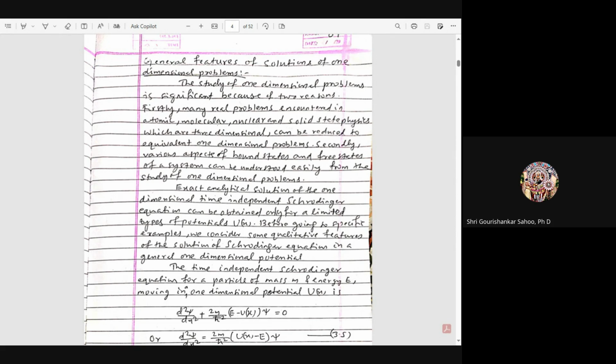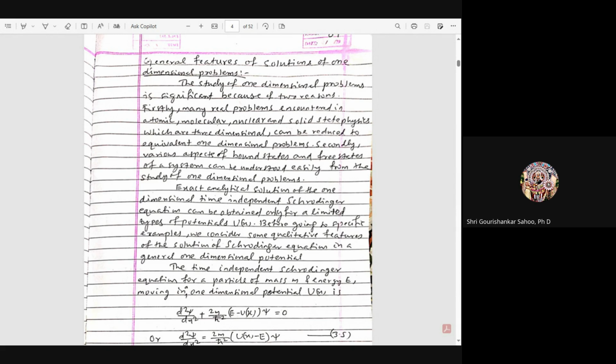The study of one-dimensional problem is significant because of two reasons. First, many real problems encountered in atomic, molecular, nuclear, and solid-state physics, which are three-dimensional, can be reduced to equivalent one-dimensional problems. Secondly, various aspects of bound states and free states of a system can be understood easily from the study of one-dimensional problem.